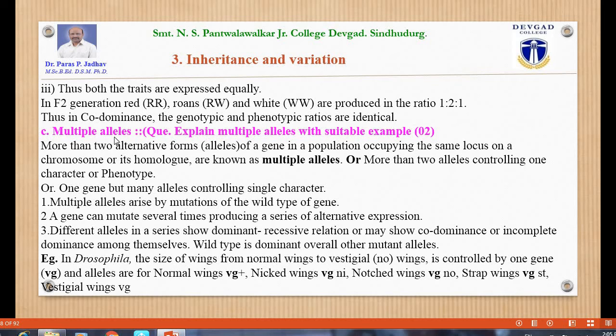Then next point is multiple alleles. Question may be asked on this point. Explain multiple alleles with suitable example for 2 marks. Multiple alleles means more than 2 alternative forms or alleles of a gene in a population occupying the same locus on a chromosome or its homologue are known as multiple alleles, or more than 2 alleles controlling one character or phenotype, or one gene but many alleles controlling a single character.